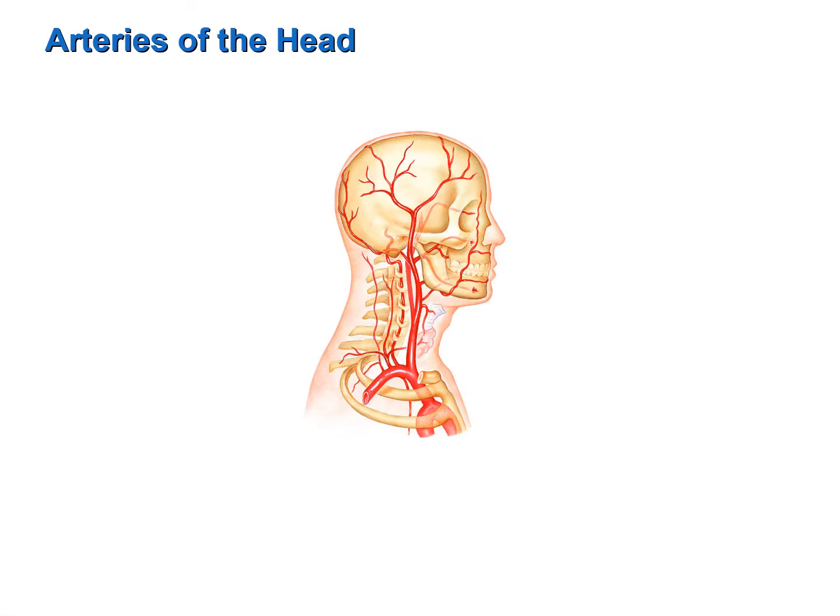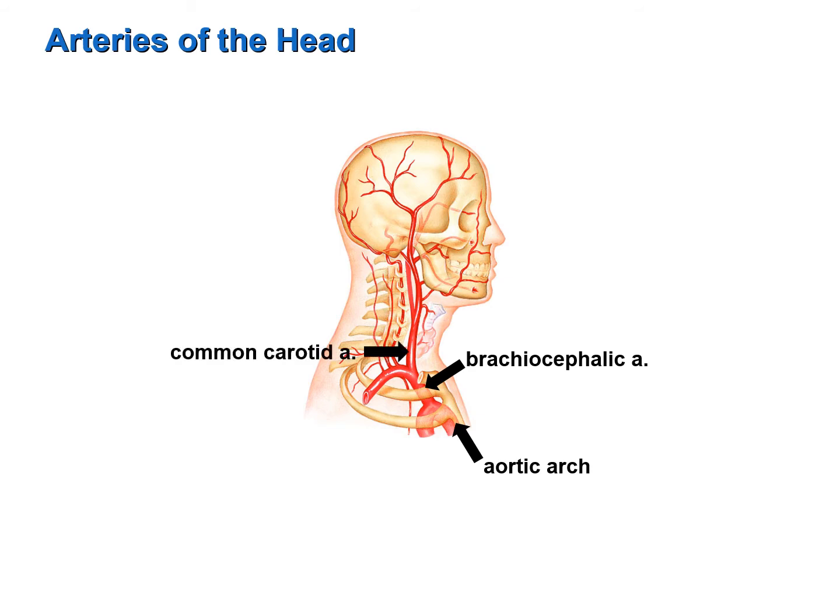There are 3 arteries that supply blood to the head that you are responsible for knowing. So let's come back to the aorta and follow the blood on its journey toward the head. So coming off of the aorta, we have the brachiocephalic artery again, but this time we're going to follow the blood as it goes toward the head rather than the arm. So that branch becomes the common carotid artery.